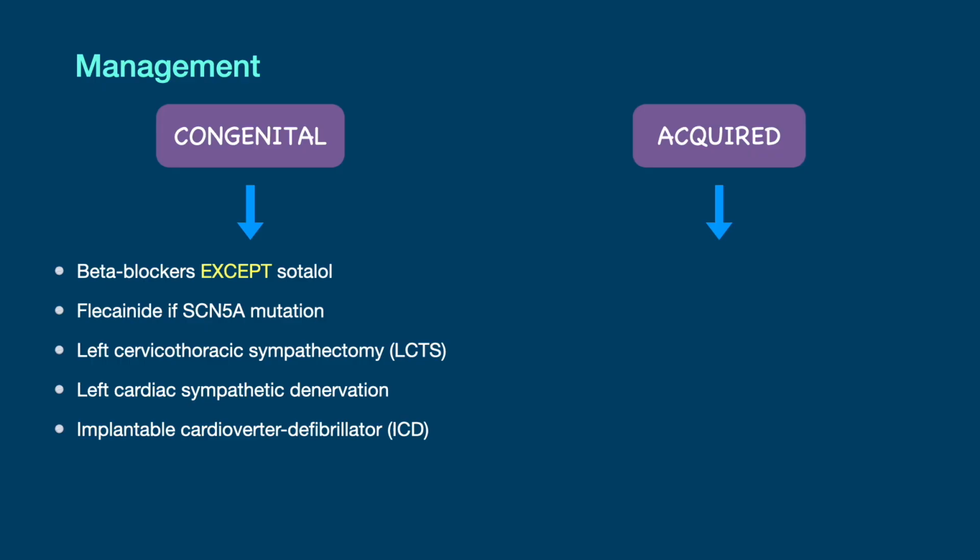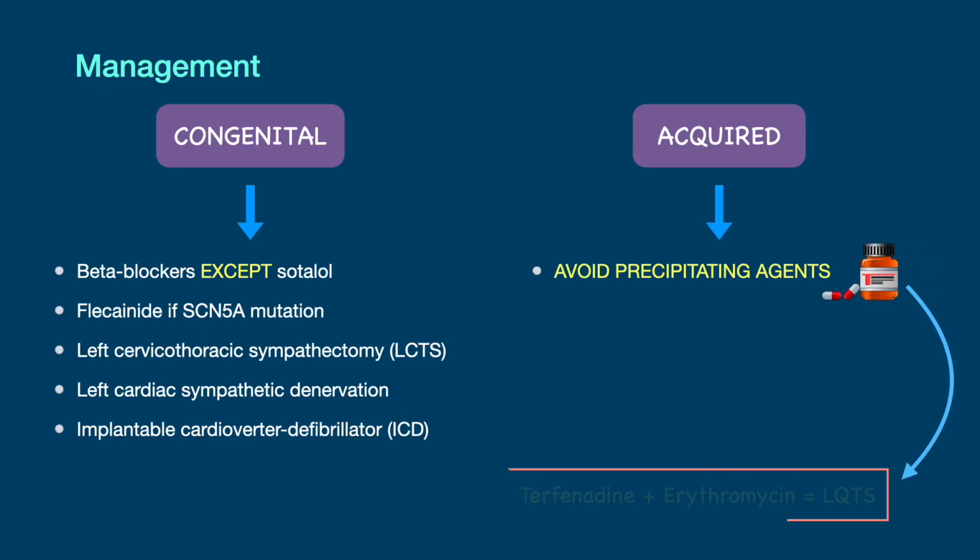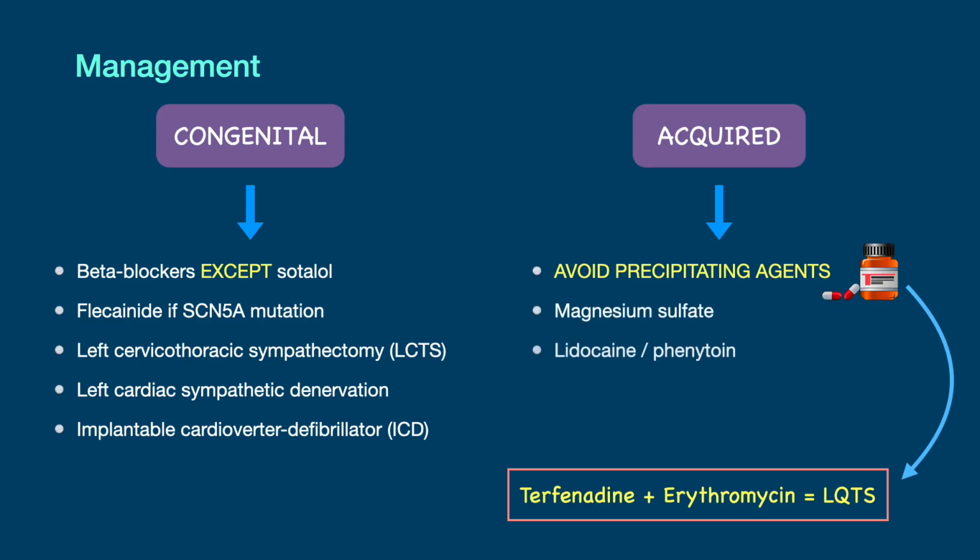A non-sedating antihistamine taken together with a P450 enzyme inhibitor is a classic case of acquired long QT syndrome. For example, a patient with a cold takes terfenadine and erythromycin at the same time. Also, not forgetting, treat any abnormalities in electrolytes identified.